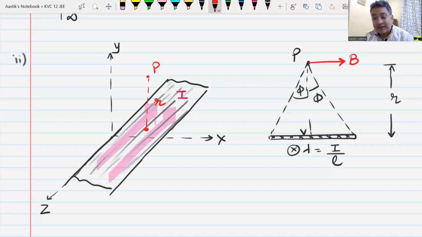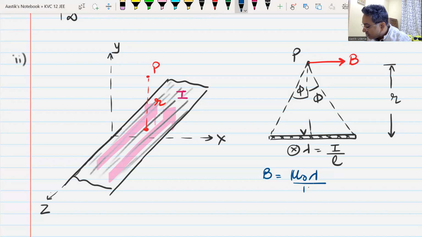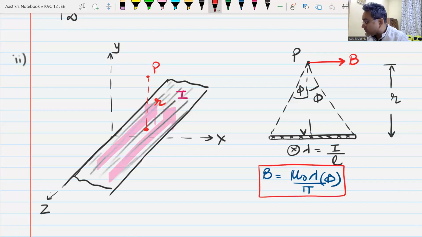And write this interesting answer, which does not depend on R. It will create a uniform field here because it is infinite in this dimension. So it creates a uniform field, and the answer becomes mu naught lambda by pi multiplied by this half angle phi. And that is the answer that you shall never forget. If this question comes, it will be a straightforward question with a straightforward answer. You just take this answer and move ahead in life.